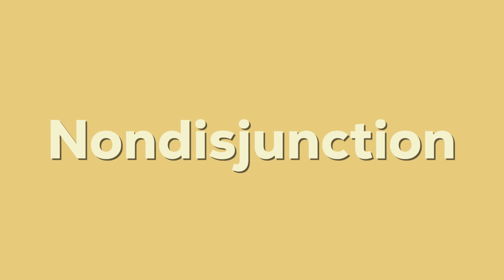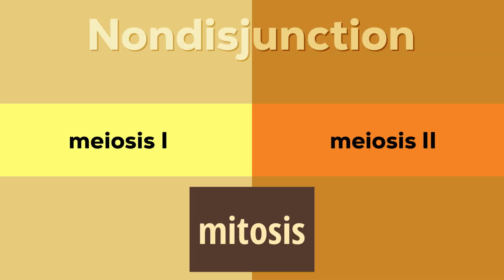One last thing before we go. Nondisjunction. Nondisjunction is the failure for chromosomes to separate. This can happen during mitosis, meiosis I, and meiosis II. It occurs when cell cycle checkpoints are ignored and can cause significant side effects.